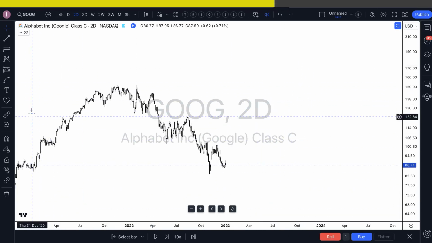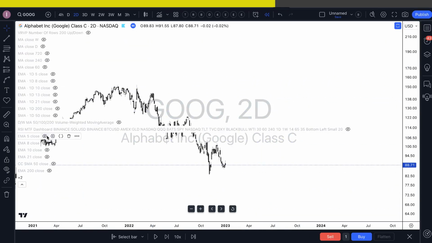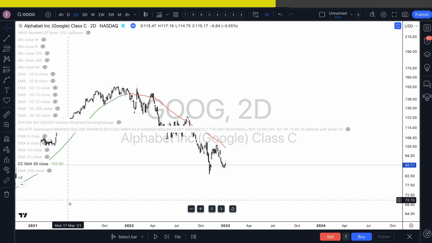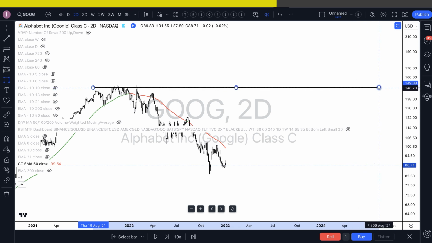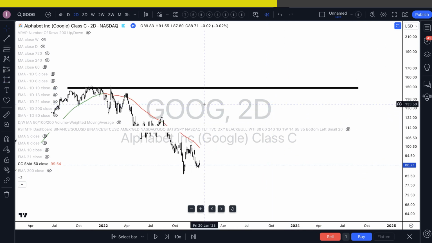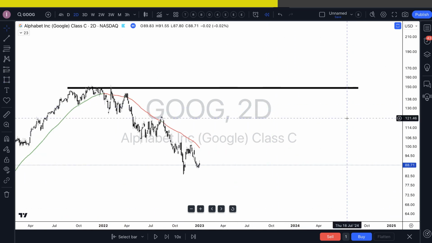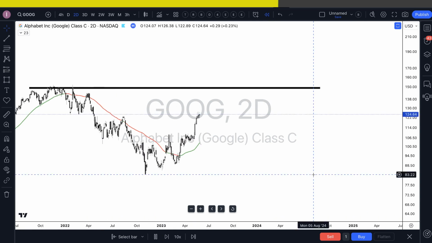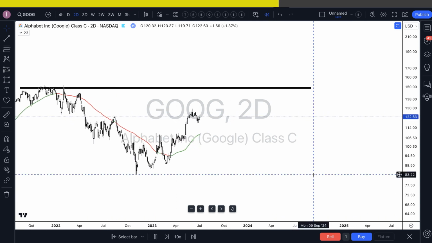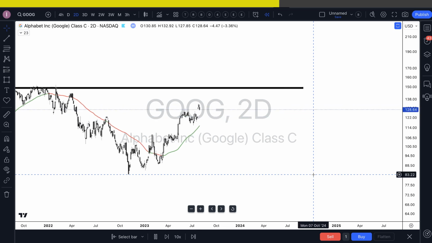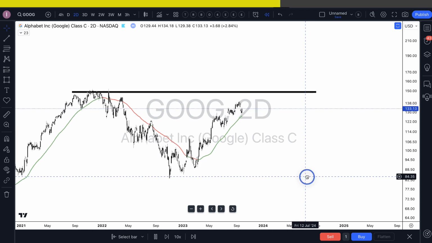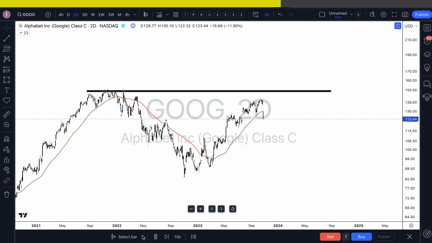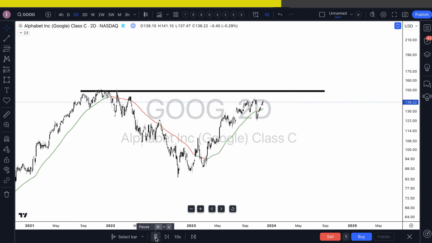Here is Google. So let's turn on the 50 SMA. And let's draw this neckline from the all-time high. There's a reason why I wanted to show you Google. Now look at price action above it. It's green, it's trending. I love the direction of the moving average. So price is approaching the neckline.